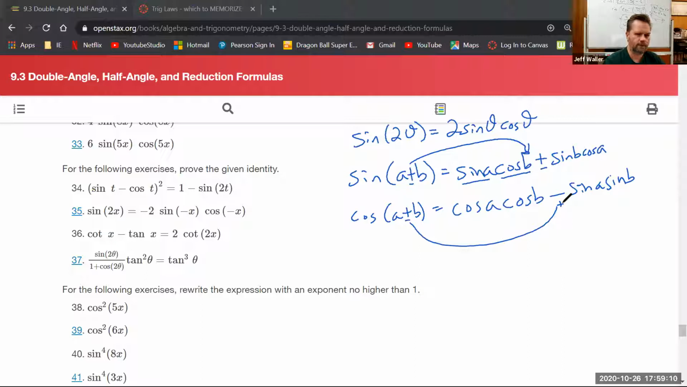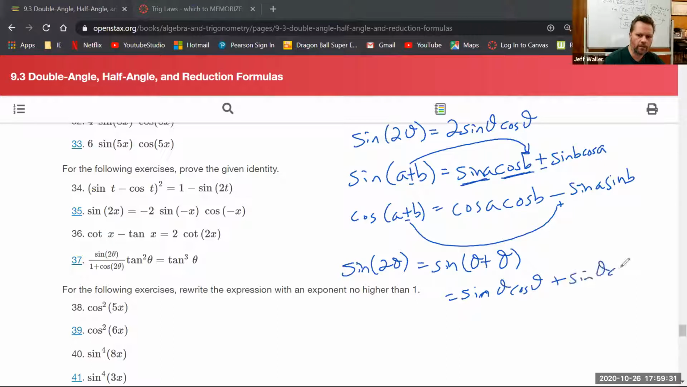Okay, I like it. How are we doing there? And then don't forget what we did was, well, what if I have sine of 2 theta? Well, that's sine of theta plus theta, which is sine theta cosine theta plus sine theta cosine theta. That's why sine 2 theta is 2 sine theta cosine theta. That's why. There, I proved it again.